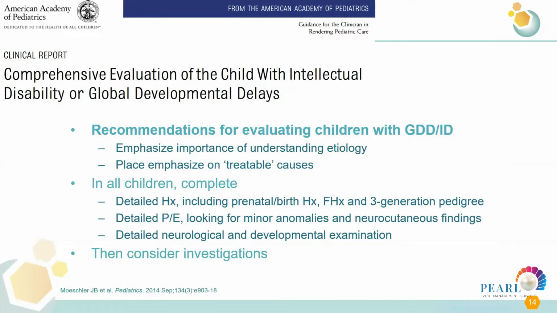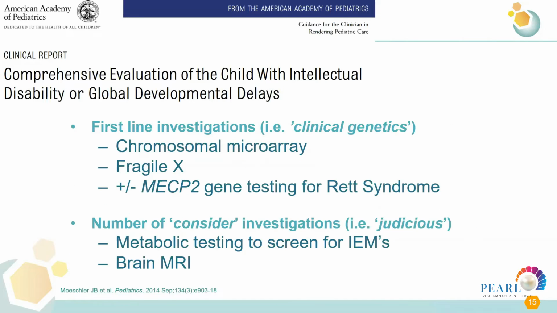And I have to highlight that in our population, this is even more important, given the consanguinity and high incidence of autosomal recessive conditions. So the family history can really help you. In addition to that, you have to do a thorough and detailed physical exam looking for minor anomalies, including neurocutaneous findings, and then do a detailed neurologic and developmental exam. Following all of this, consider investigations. So let's see what they recommended.